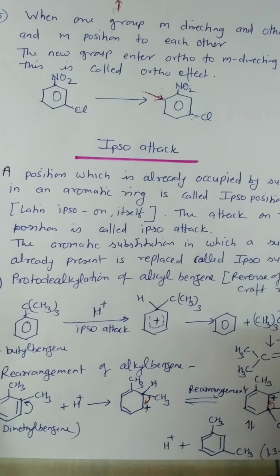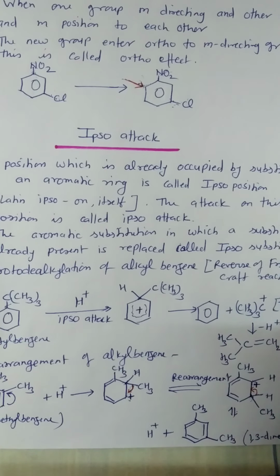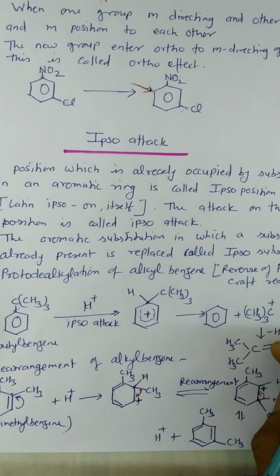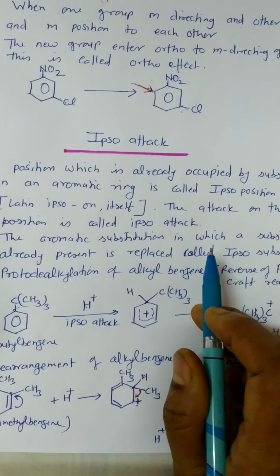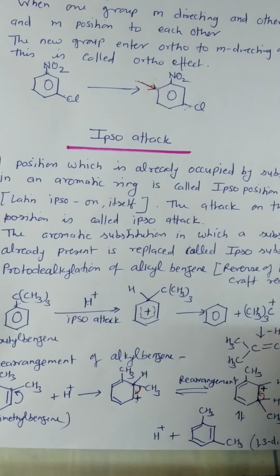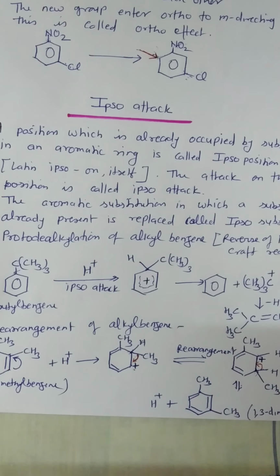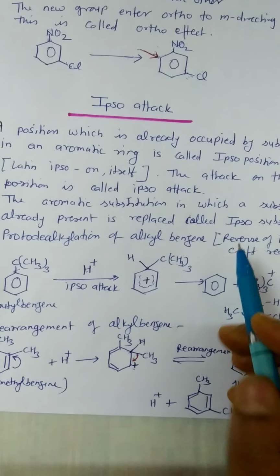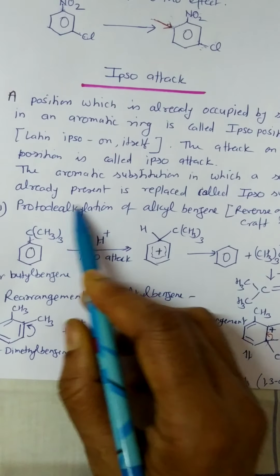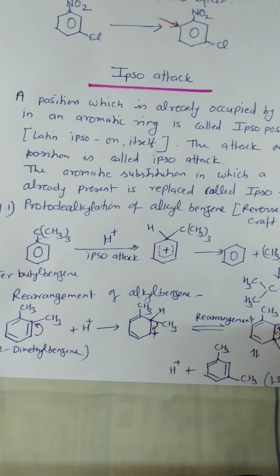Now the second topic is ipso attack. A position which is already occupied by a substituent in an aromatic ring is called the ipso position. Ipso is a Latin word, it means itself. The attack on this position is called ipso attack, and the replacement of the substituent already present in the ring is called ipso substitution. For example, proto-dealkylation of alkyl benzene. This is the reverse of the Friedel-Crafts reaction.